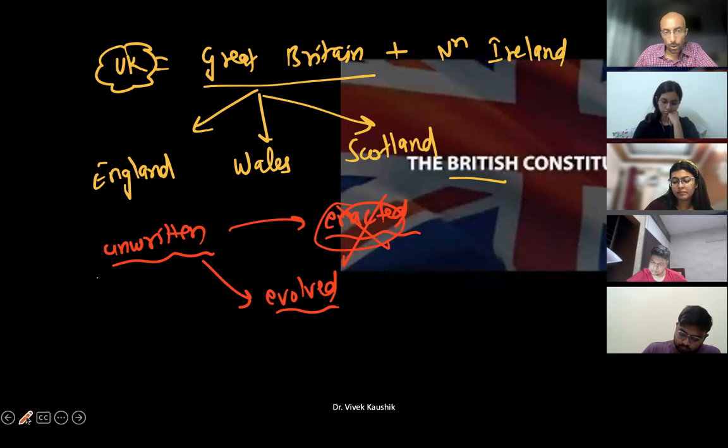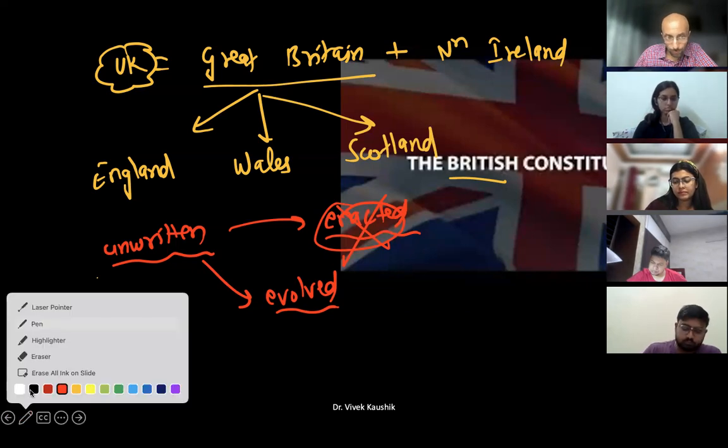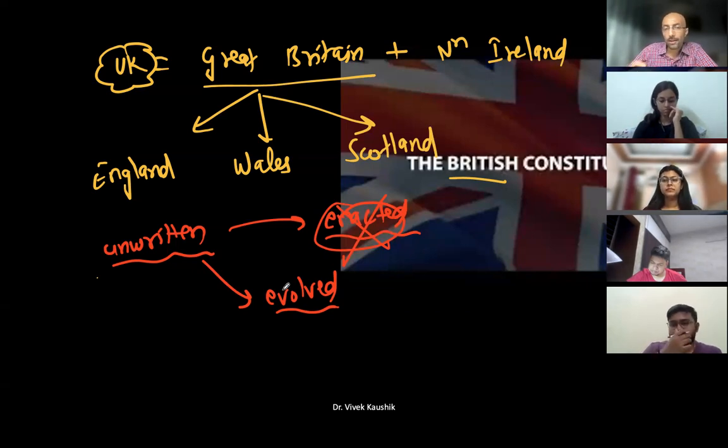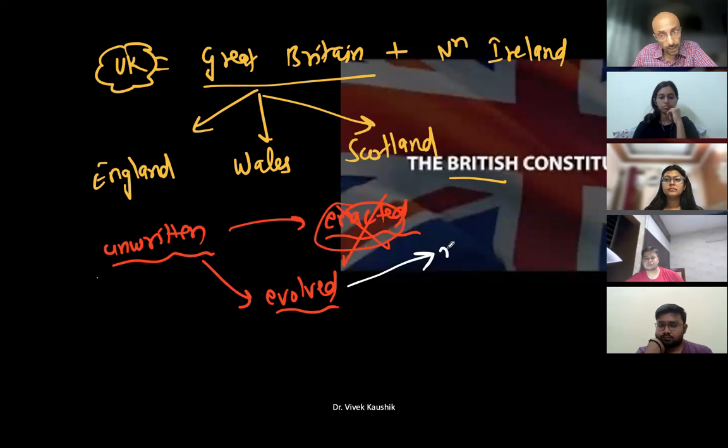Okay. Now see, because it is an evolved constitution, therefore, what is the feature? Now see, in this evolutionary history of the British Constitution, which is quite long, hundreds of years of evolution, a lot of things Britishers have learnt by mistake.